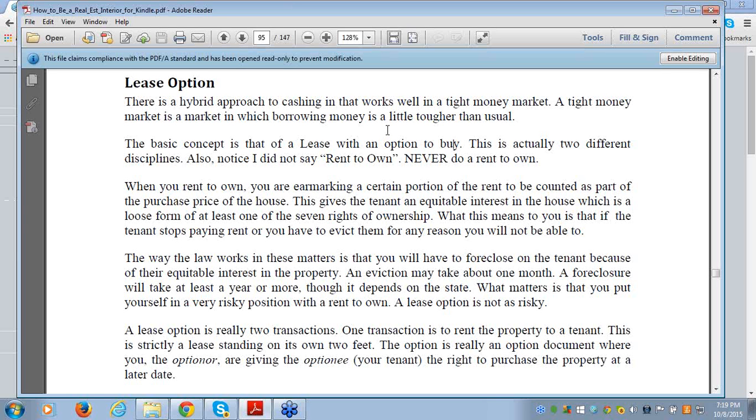Now, for you guys as agents, you can gain part of your commission out of the original option fee. Okay, so you don't have to wait a year or two to get paid when the property finally does change hands. You can make it part of your listing agreement that if they do a lease option, you get part of the option fee as a down payment or first part of your commission.